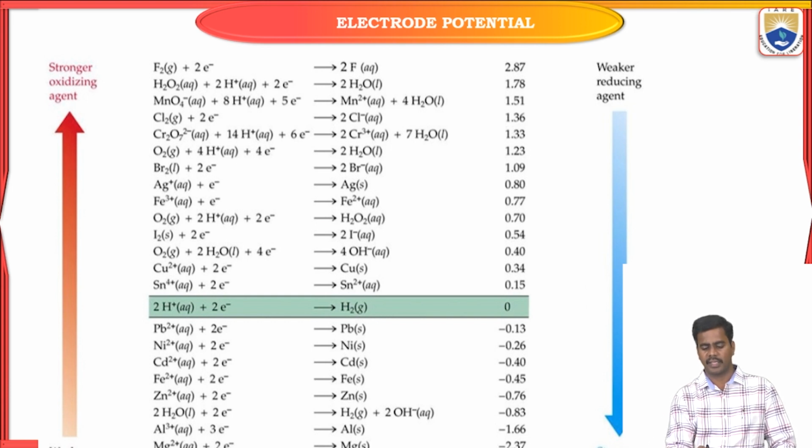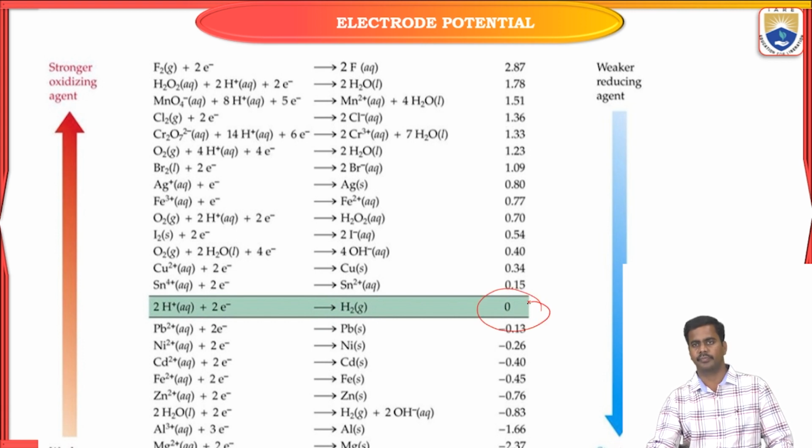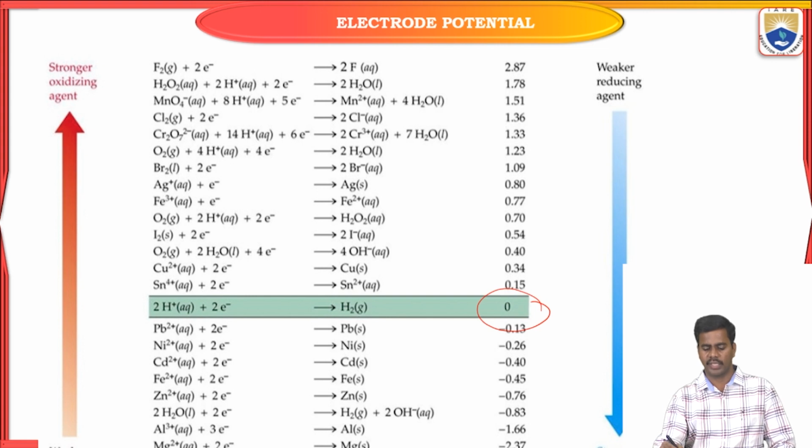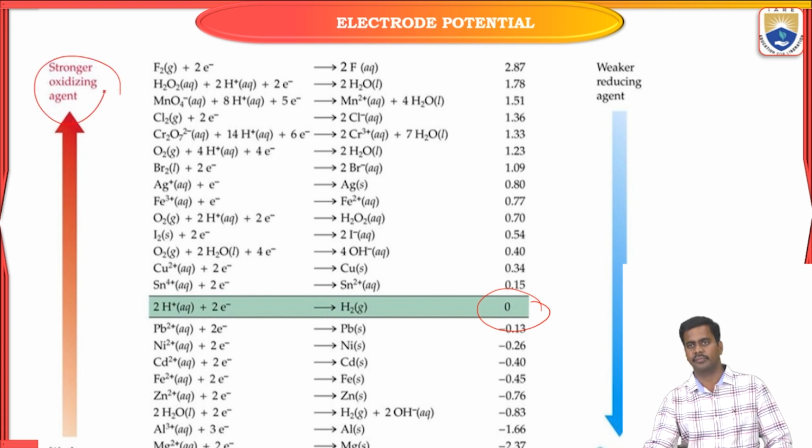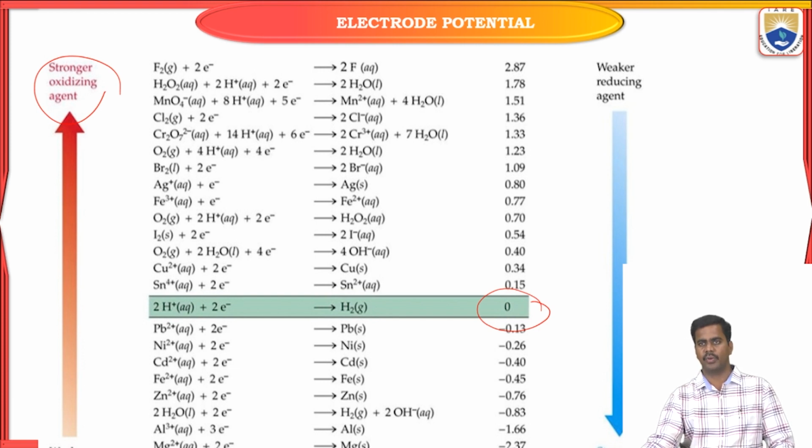So by taking the hydrogen electrode, the potential of the hydrogen electrode is 0. The electrodes which are arranged above the hydrogen electrode act as oxidizing agents, and the electrodes which are arranged below the hydrogen electrode act as reducing agents.